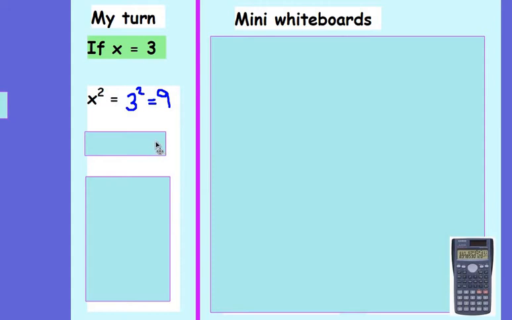Next question, if x is equal to 3, what's 3.14 times x squared? Well, now we've just got 3.14 multiplied by 9. If I take out my scientific calculator and write that in, 3.14 times 9 gives me 28.26.